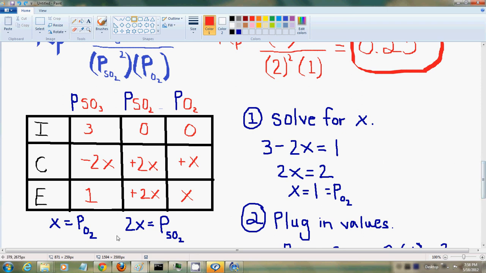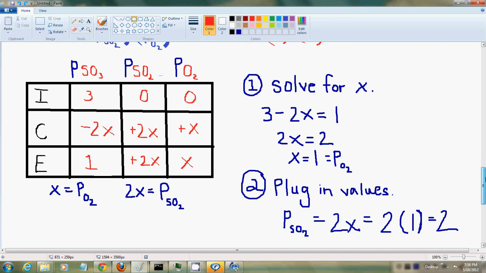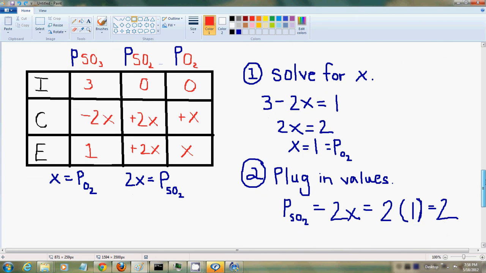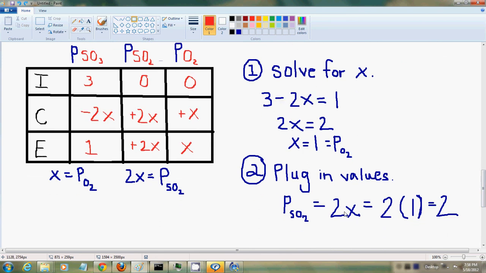Now, we also said before that the partial pressure of sulfur dioxide is 2x. So, we can just plug in the value of x into this and find the partial pressure of SO2. And if you do this, 2 times 1, very simple, you get that the partial pressure of sulfur dioxide is 2 atm. Now you are ready to, as Mr. Elegante would say, plug and chug.